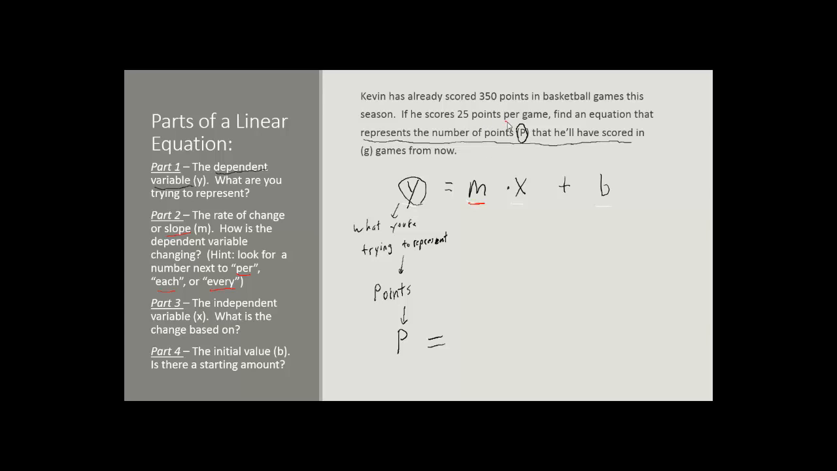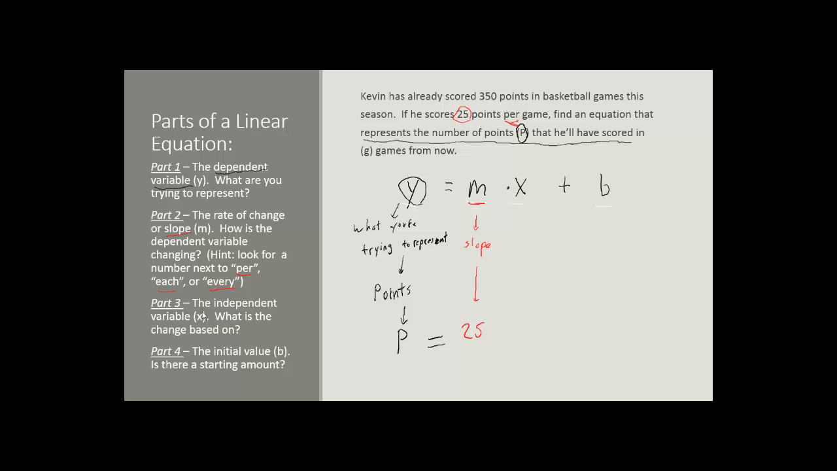So here is the word per, and the number next to it is 25. 25 points per game. So our slope, or rate of change, is 25. That's 2 down, 2 to go.